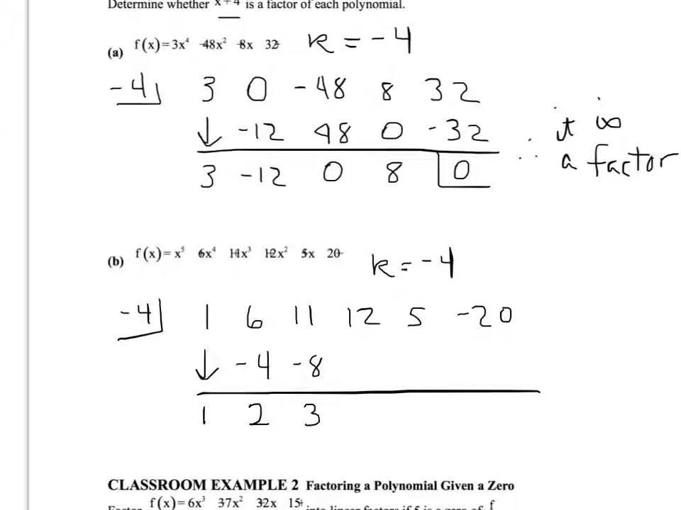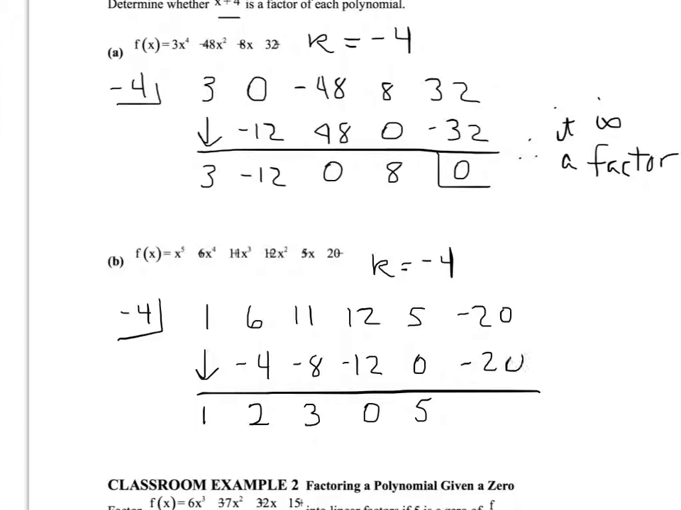3 times negative 4 is a negative 12. Here we have another instance of getting a 0 in the midst of our problem, but we're not at the end. We have to keep going. So negative 4 times 0 is 0. When I add 5 and 0, I get 5. Now 5 times negative 4 is negative 20.